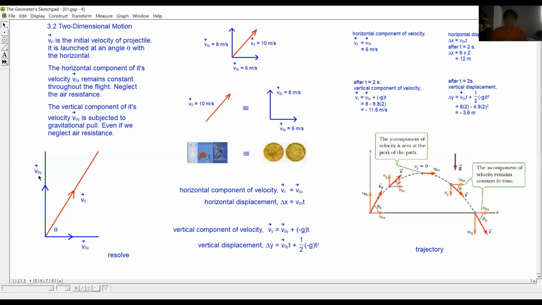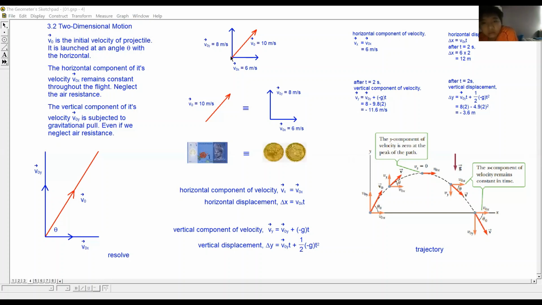So v naught is the initial velocity and y represents the vertical component of it. V naught represents the initial velocity and v naught x is the horizontal component. Okay, let's say you don't know what I'm talking about. So we look at one example, one numerical example.